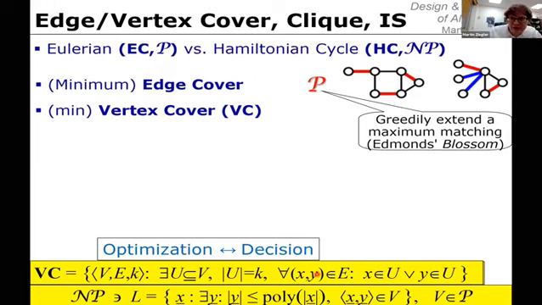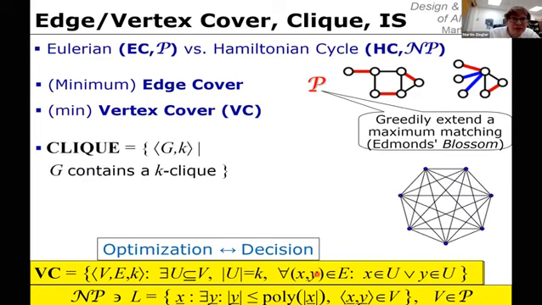Now let's consider one other final pair of problems, the Clique problem. The Clique problem is the following decision problem. Again, it comes from a maximization problem. In this case, find a largest clique in a given graph. We say it again: given a graph, find the size of a largest clique in this graph.